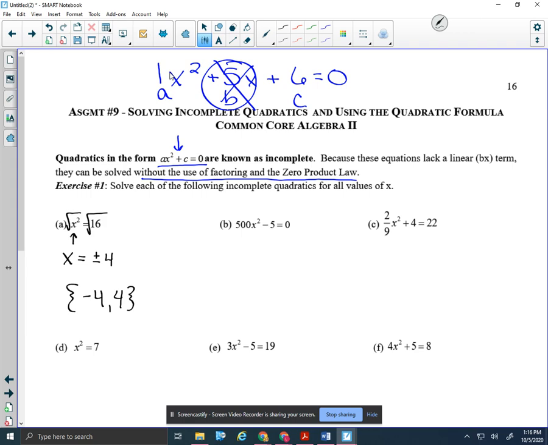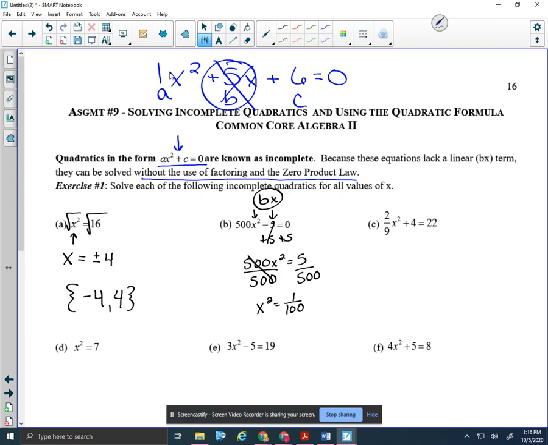So looking at our next example, we have 500x squared minus 5 equals 0. So here, there's no x term, right? I only have an x squared and a constant. So I'm going to start to move things over until the x squared is by itself. Add 5. Divide by 500. So I get x squared equals 1 over 100.